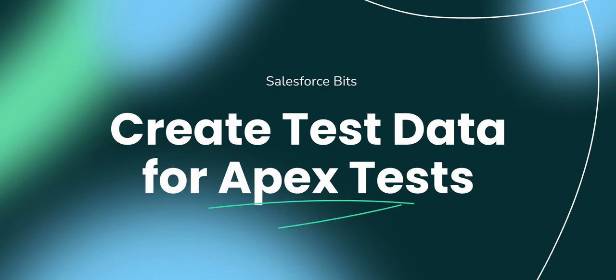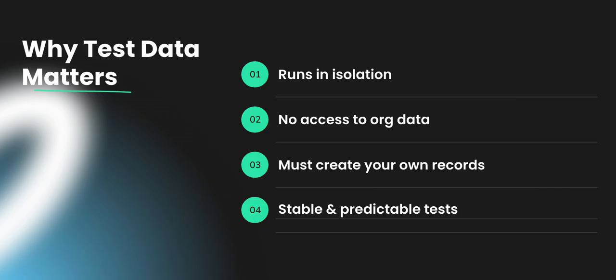Let's jump in. In Salesforce, Apex test methods must run in isolation. That means your tests can't depend on real org data. You must create your own test data inside the test. This ensures your tests are predictable, stable, and won't break when org data changes.